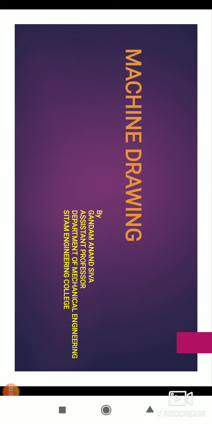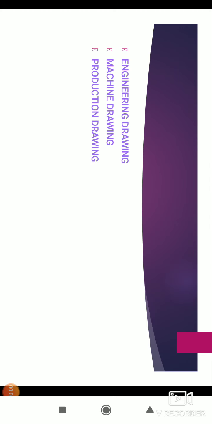Today's session I'm going to explain some basic terminology in machine drawing. So generally, what is meant by drawing? The art of representation of an object by systematic lines on a paper is generally called drawing. Sometimes we call it artistic drawing if we draw freehand or model drawing.